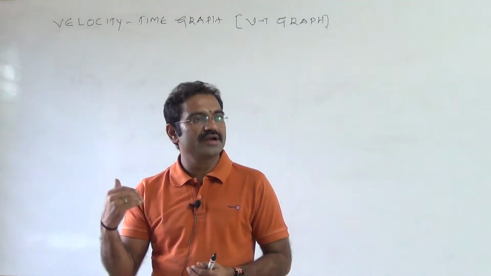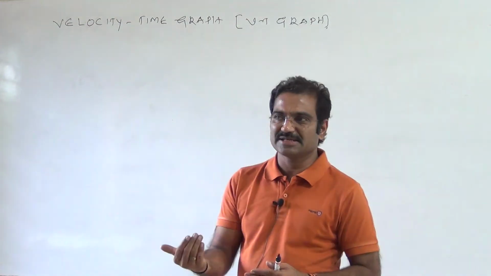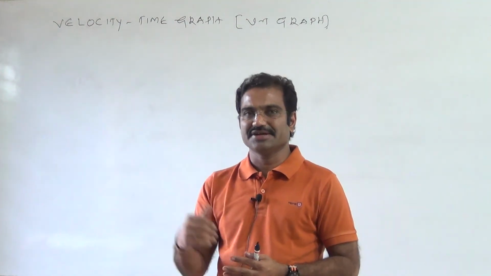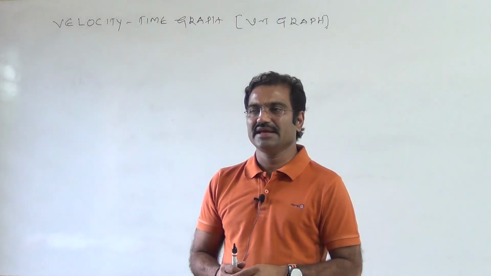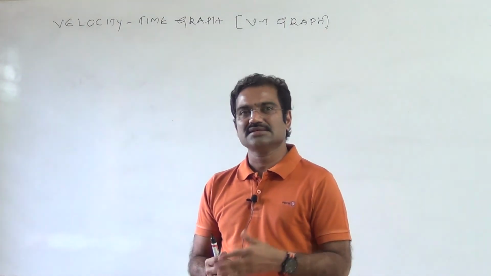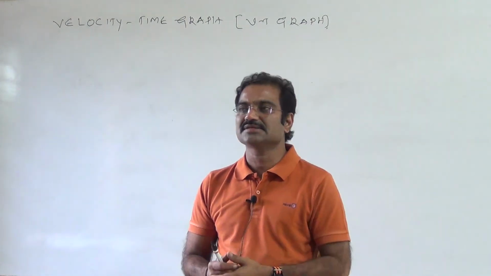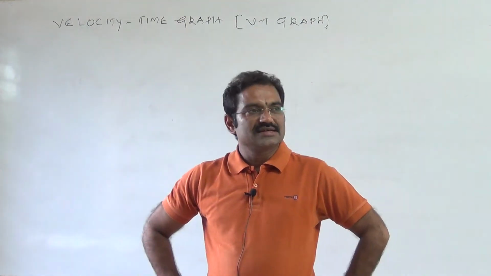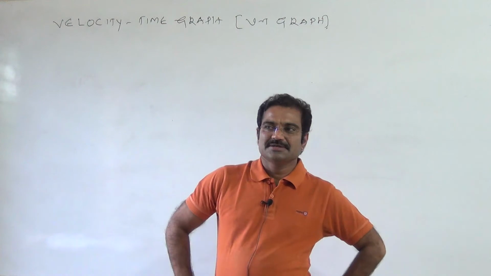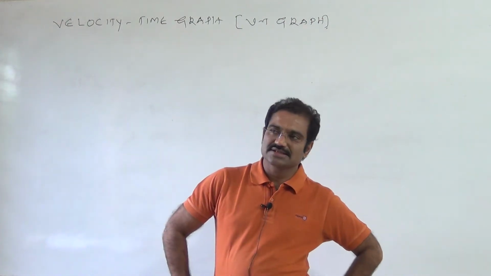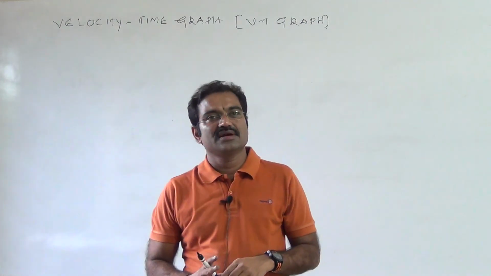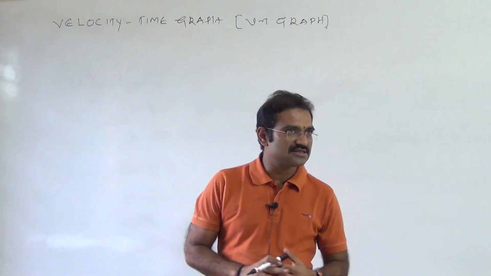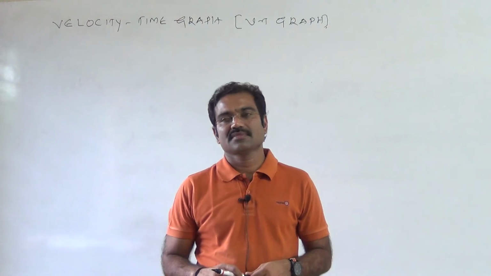Then some important terms: distance, displacement, velocity and acceleration. This is the revision, because in the last 4 classes I had completed all these points. What is the difference between distance and displacement? Distance is the actual path covered by the particle. Displacement is the shortest distance between the 2 points.